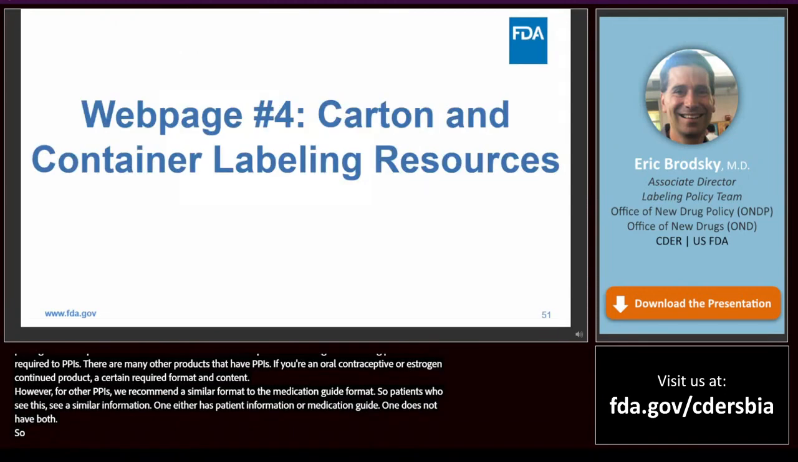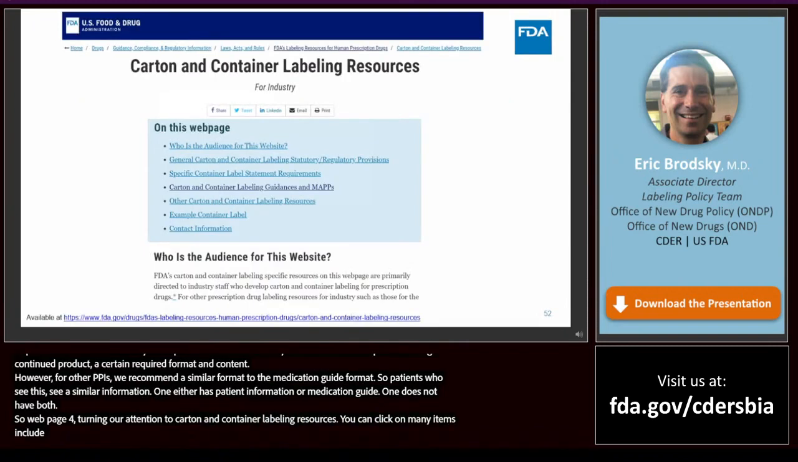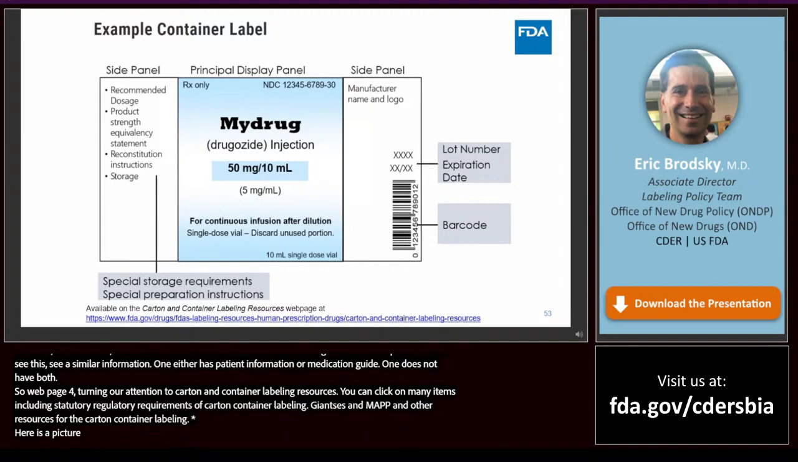So web page 4, turning our attention to carton and container labeling resources. You can click on many items, including statutory regulatory requirements of carton and container labeling, guidances and maps, and other resources for the carton and container labeling. Here is a picture of a container label.